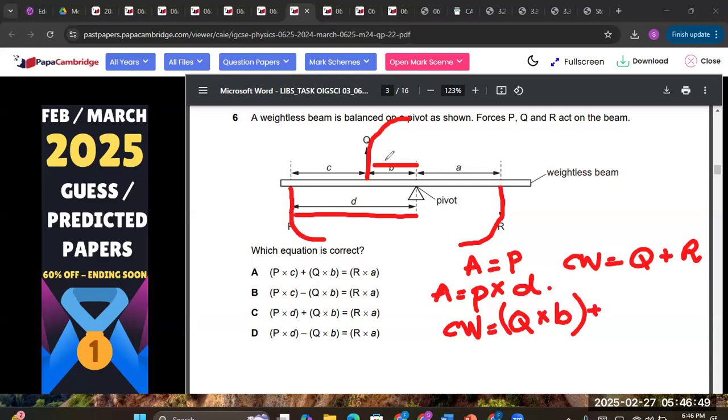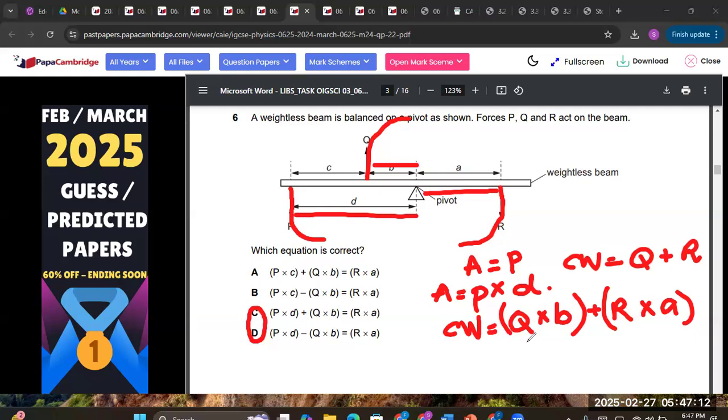Plus R is also clockwise. So we added it in the clockwise one. So the distance from the pivot is A. So R multiplied by A. So anti-clockwise is equal to your clockwise. So anti-clockwise is P into D. Okay. So that means answer is either C or D.